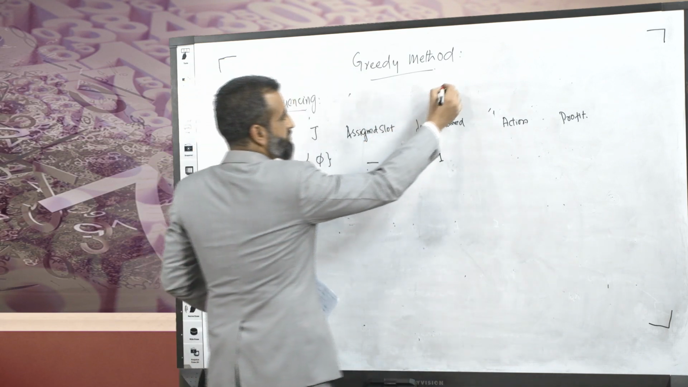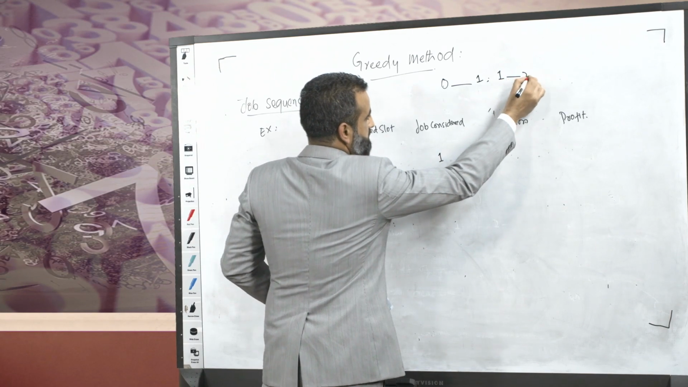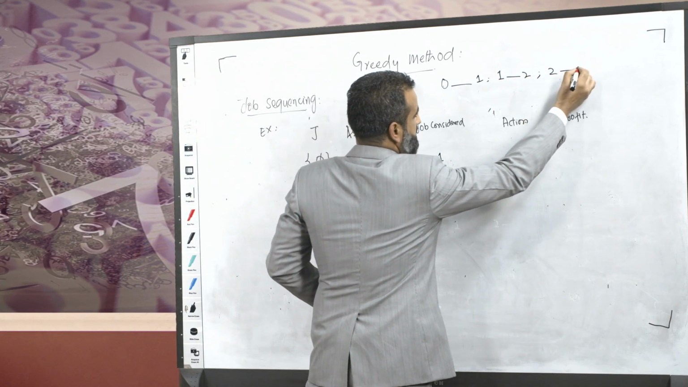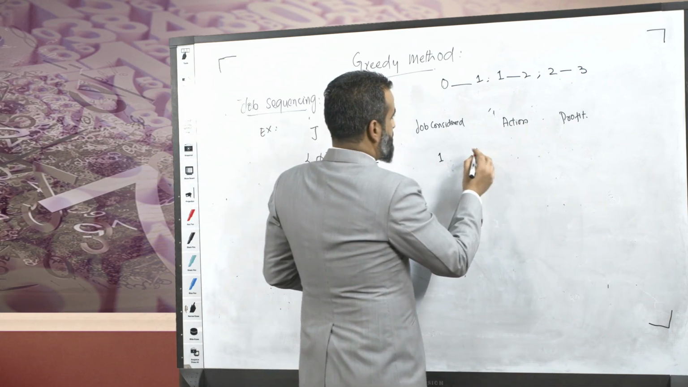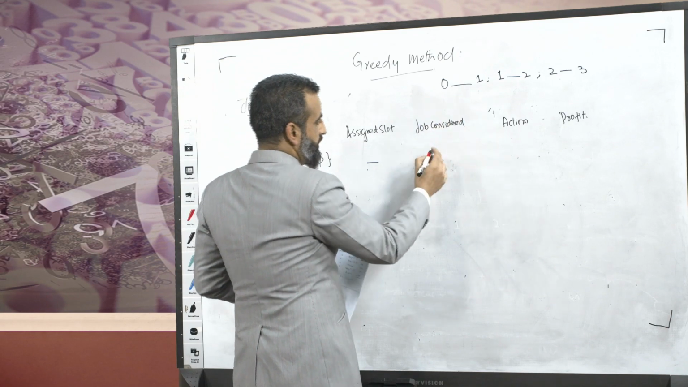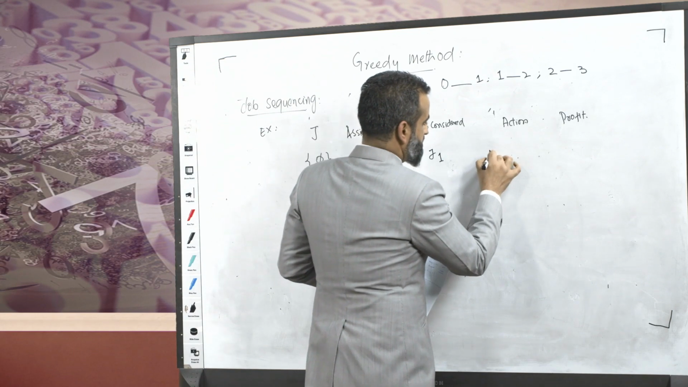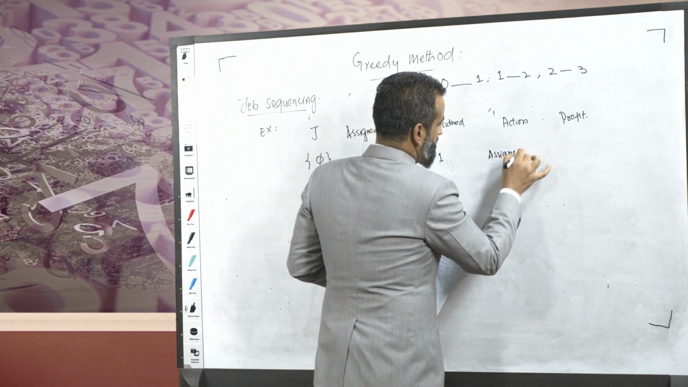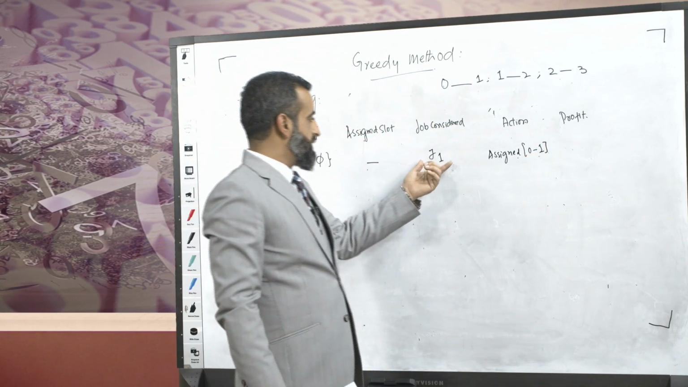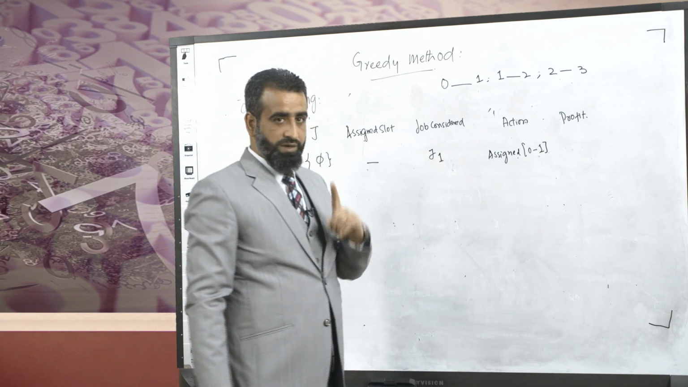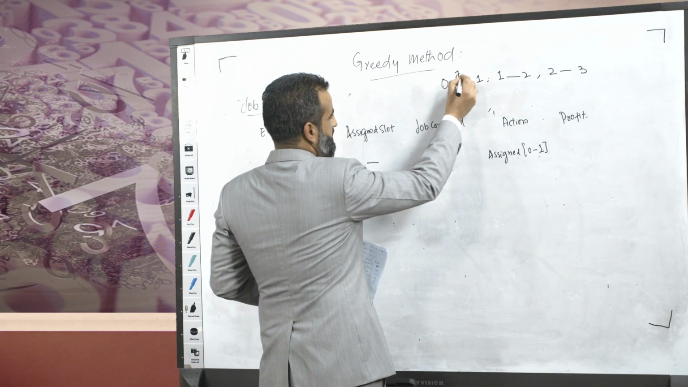So these are my slots: a 0 to 1 slot, a 1 to 2 slot, and a 2 to 3 slot. Now, my job J1 here will be assigned to the slot 0 to 1. Since the deadline value associated with job J1 is 1 unit of time, the only possible slot for J1 is the first slot.